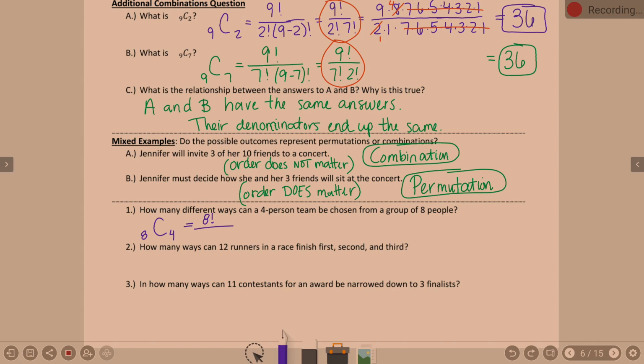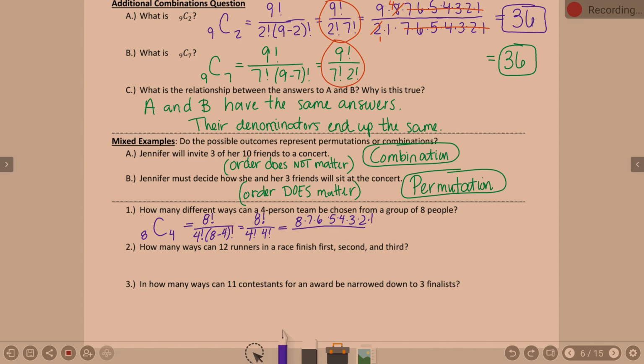You've got the 4 factorial, because you start with r factorial, and then n minus r, so 8 minus 4 factorial. So clean it up: on top, 8 factorial, and on bottom, 4 factorial times 4 factorial. Okay, do some math. 8 factorial means 8, 7, 6, 5, 4, 3, 2, 1.